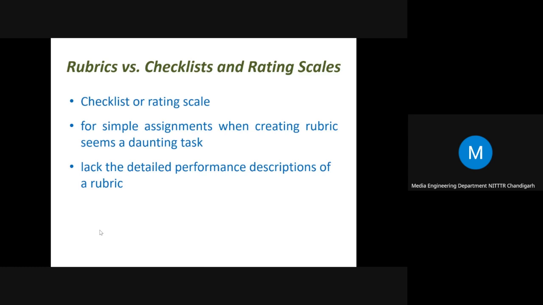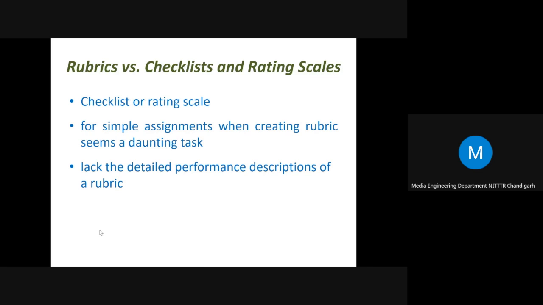Okay, so if there is no query at this point, let's move further. So next, there are two more tools related to this: checklists and rating scales. So a checklist or rating scale is different from a rubric. Many times we can use these checklists or rating scales. These are easier to use than rubrics, and they save time. Sometimes assignments are so simple that using a rubric may not be worth it, so we can use a checklist or rating scale.